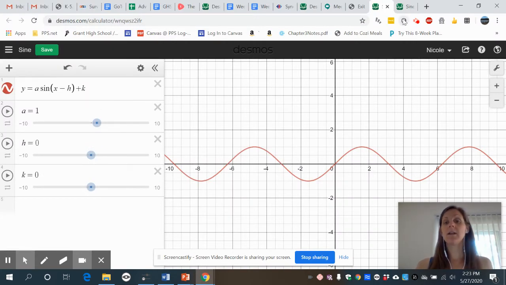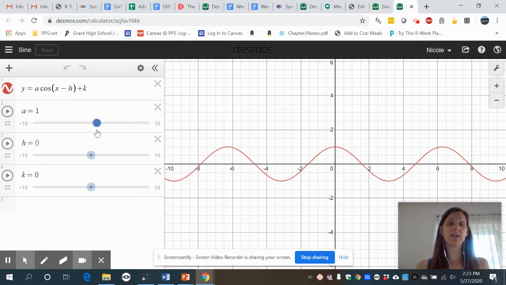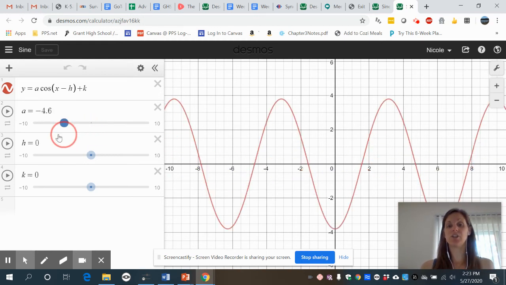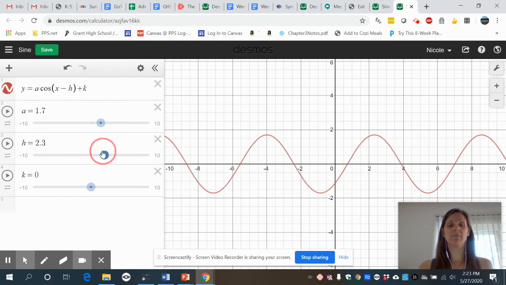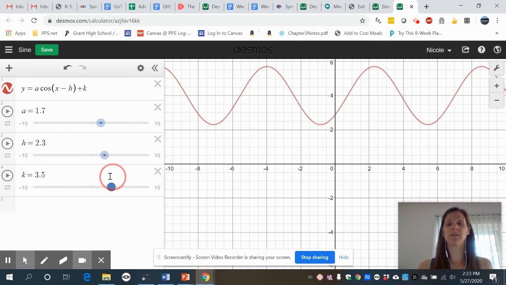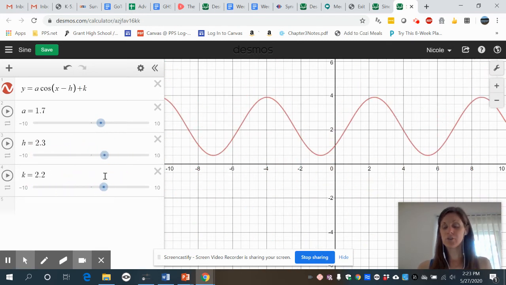Sine's the same way. Let's talk about what happens with cosine. It's the same stuff. A still changes it like that. H still shifts it left and right, and K still shifts it up and down. Okay. So those are those things.